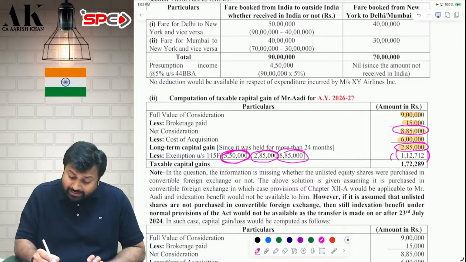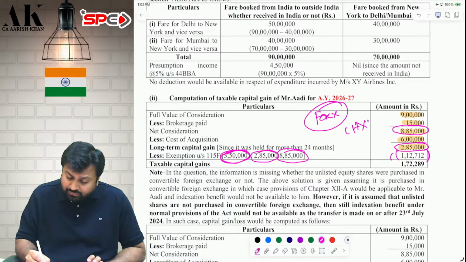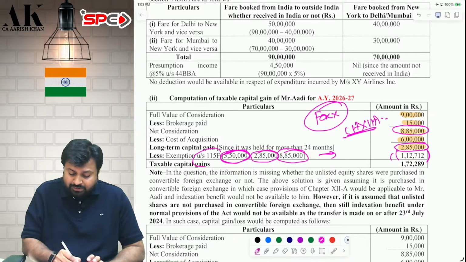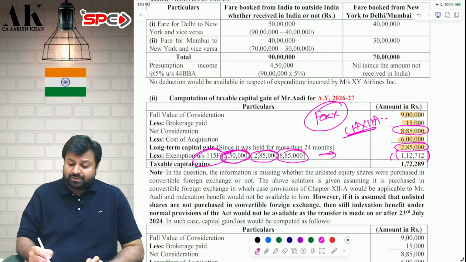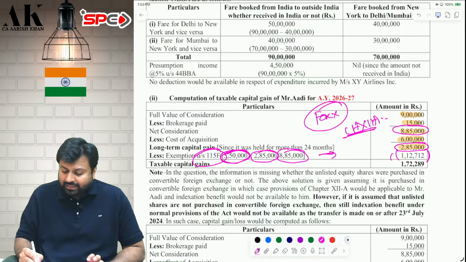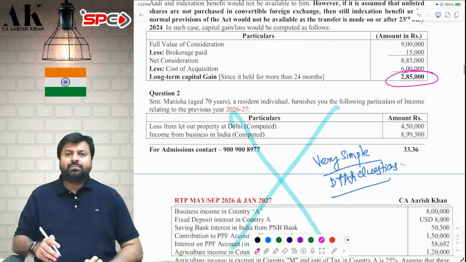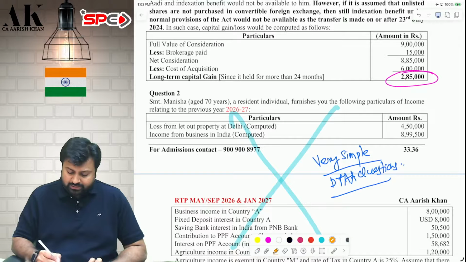This answer is correct if you assume that Adi has purchased the shares in foreign currency and is opting for Chapter 12A. Then only this exemption is allowed as per 115F. But if Adi has purchased the shares in Indian currency, then the answer is very simple. Adi cannot get this exemption. Therefore, ultimately, Adi's capital gains will be 2,85,000. As simple as that. You don't have to think much. I hope it is clear to all of you.